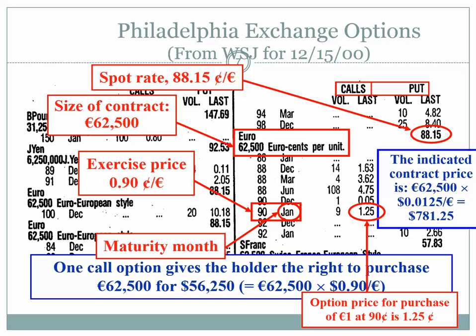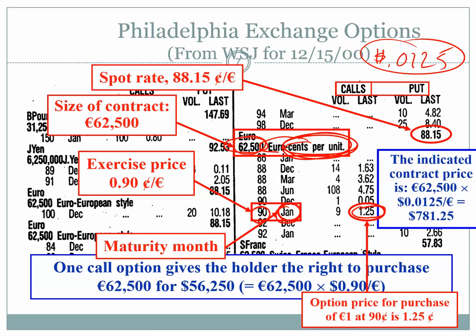So let's look a little more at this euro one. On the Philadelphia Exchange, each euro contract, call or put, is a quantity of 62,500 euros. So this 90 strike, and that's 90 cents per euro, that comes due in January, is selling for 1.25, and this is cents per euro. So it's selling for 1.25 cents.